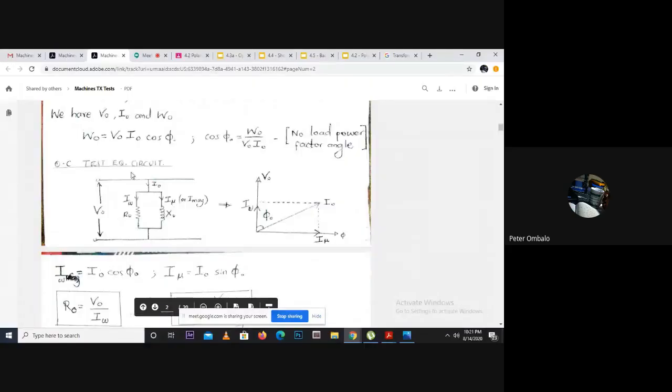Now, we have already seen what an open circuit test is for. We know that it tests for the core losses or the iron losses in a transformer. So for an equivalent circuit that can represent this, we know that every time we have a transformer or any device, really, we draw an equivalent circuit to enable us to analyze it electrically. So this is an equivalent circuit for what the open circuit test tests for.